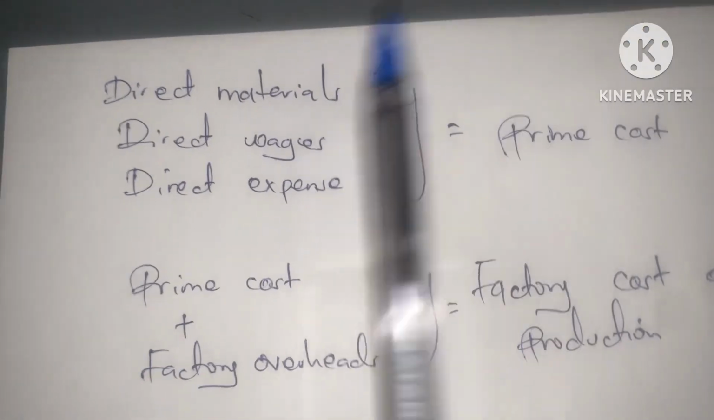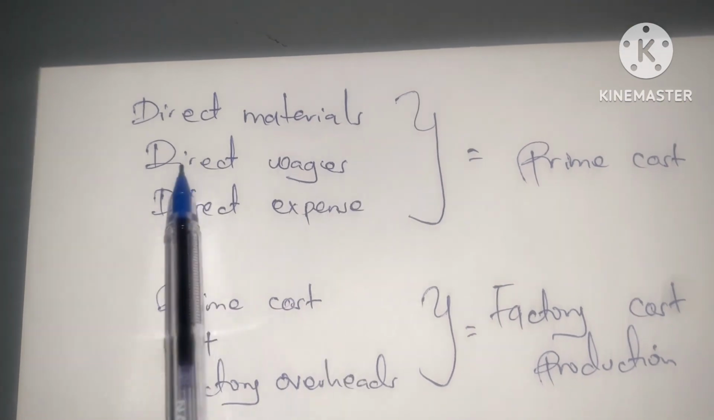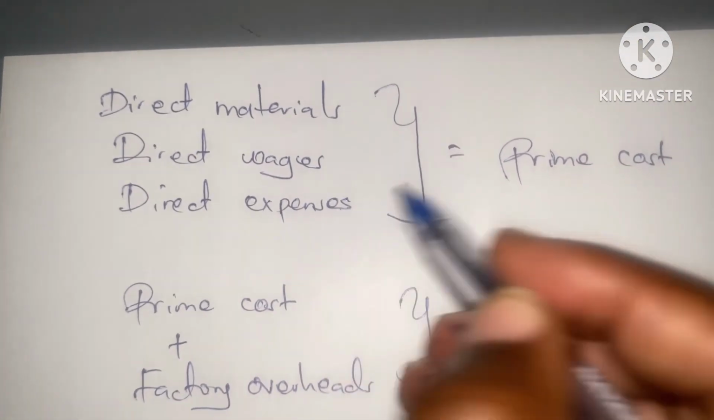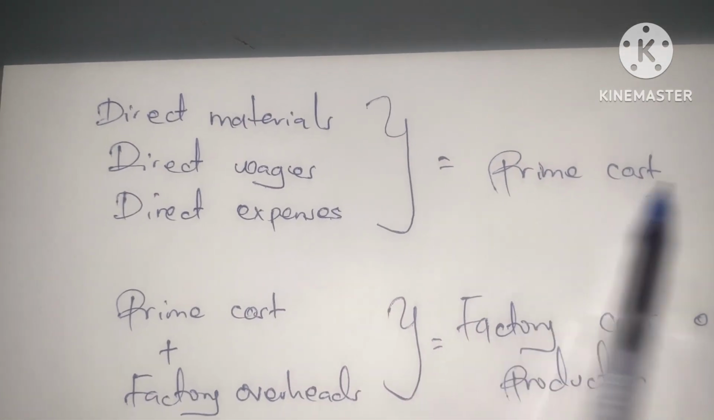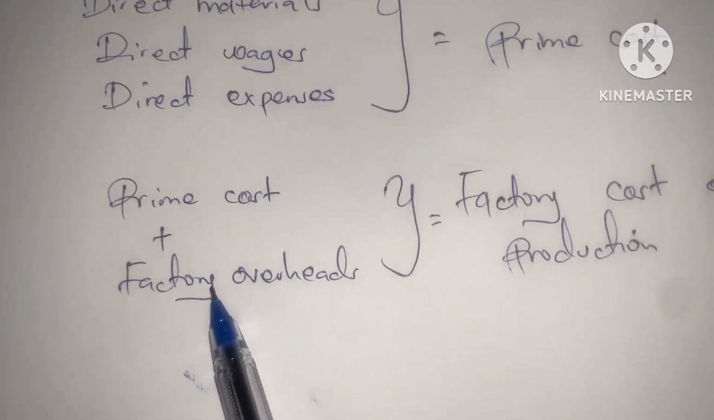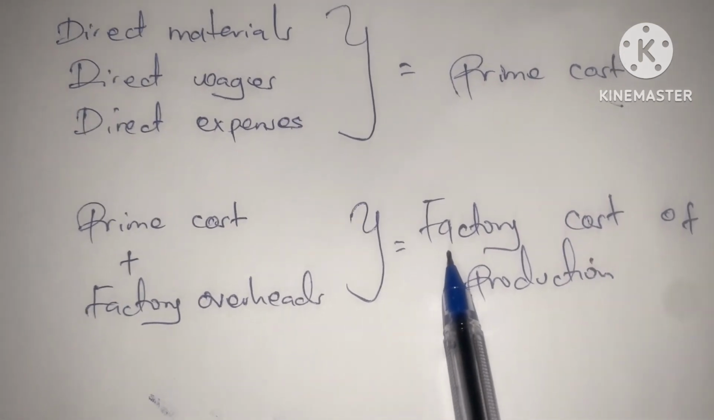And then when we add direct materials plus direct wages and direct expenses, what we get is the prime costs. All these make up the prime costs or the direct costs. Then when you get the prime cost plus the factory overheads, we get the factory cost of production.